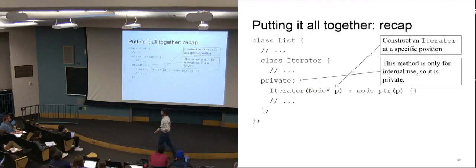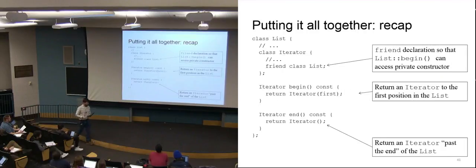Then we need to construct an iterator at a specific position. We do this so that the list can tell the other programmer where do I begin? The list is like, I'm a list, and I begin at this iterator, by converting a node pointer to an iterator. It's only for internal use, so it's private.